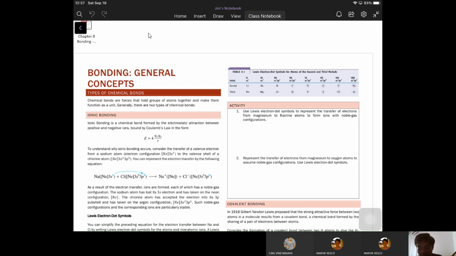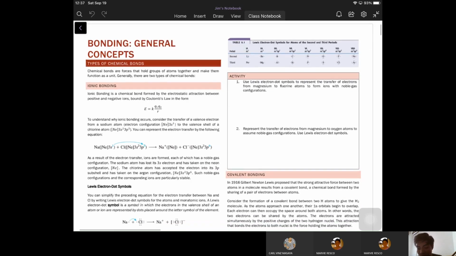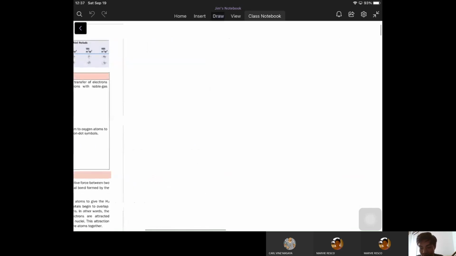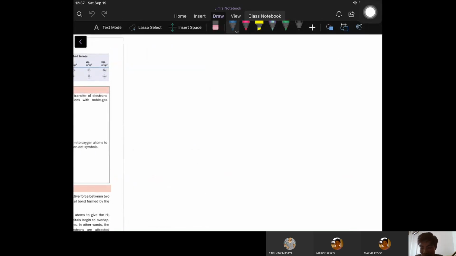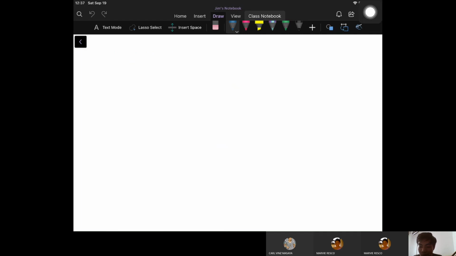So, ni-review natin yung ating electrons, yung kanilang electronic configuration. Alam na natin na sila yung representation ng shape ng molecules, so on and so forth. And yung electronic configuration, that has something also to do with the stability of atoms. So, with that, diretso na tayo sa topic mismo.